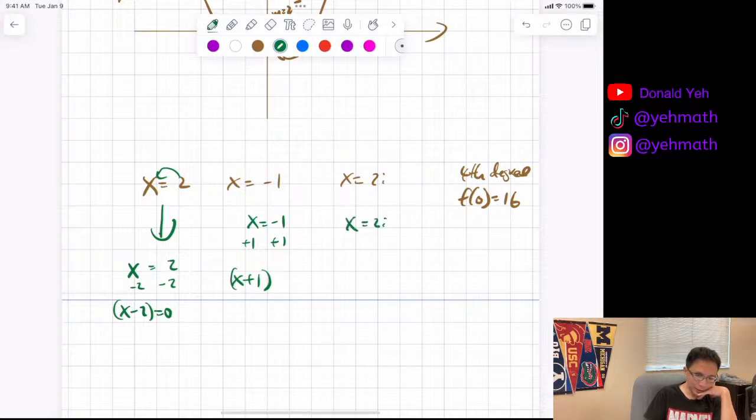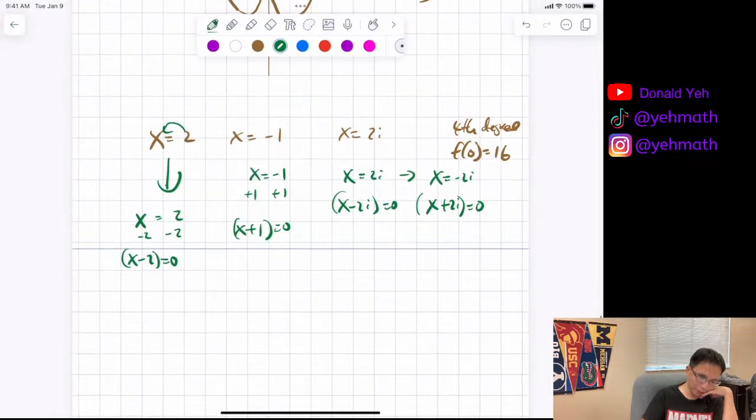x equal to 2i. Move to the other side. x minus 2i is a factor. But this implies x equal to negative 2i is also a factor. So it's x plus 2i. That's a factor. So those are all factors, so you can multiply them together.